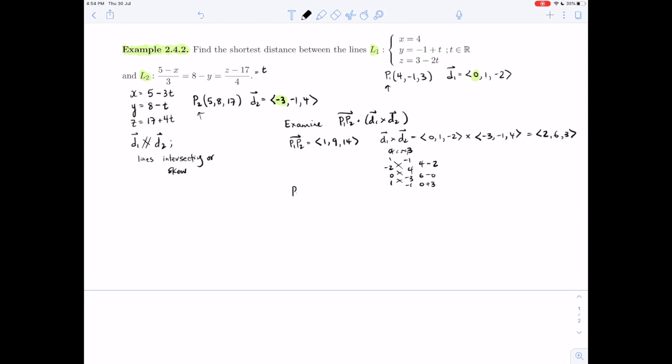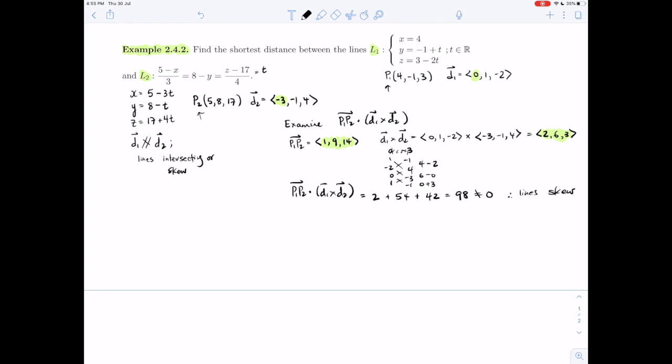So we want P1P2 dotted with D1 crossed with D2. We will dot the entries of P1P2 with the entries of the cross product. And we are going to get 1 times 2 is 2, 9 times 6 is 54, plus 3 times 14, 42. So 96, 98. And in particular, that is not 0. So the lines are non-coplanar, and therefore they must be skew.